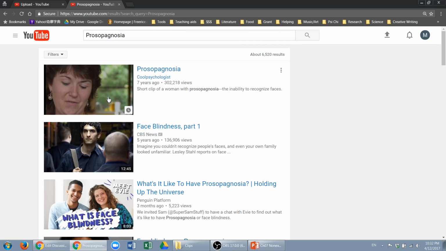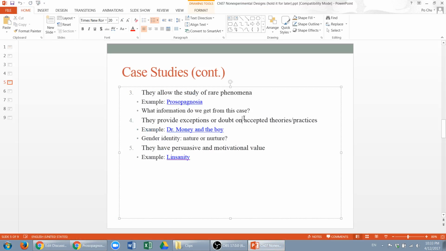Just to see this case, this woman, I forgot what's the reason. I guess it's a disease or whatever. After that, she just couldn't recognize anyone. Sometimes when the face has some really prominent feature, like Einstein, the hair, the mustache, maybe she can recognize. But usually she can't, including herself. Okay, so prosopagnosia. And what information do we get from this case?